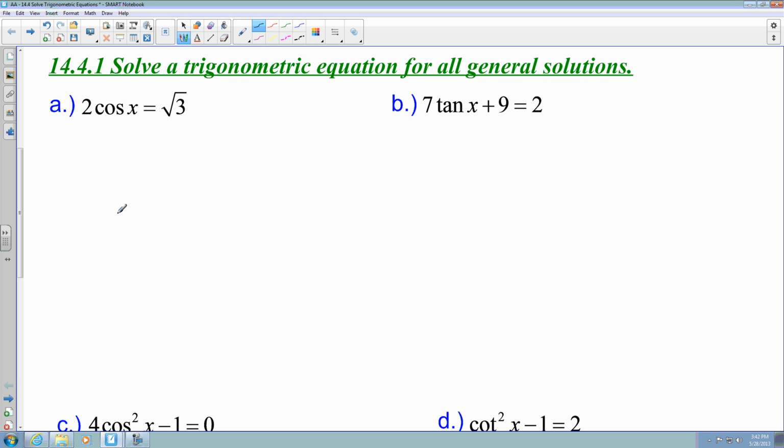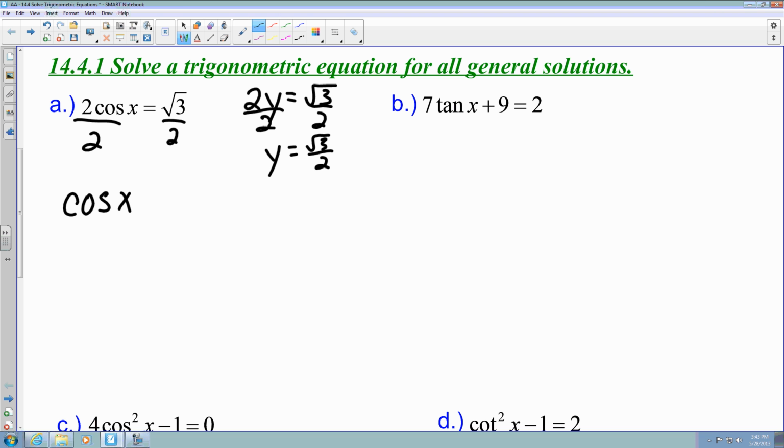For instance, pretend that you have 2y equals the square root of 3. You would just divide by 2, so y would equal the square root of 3 over 2. You're going to do the exact same thing to example A. Divide both sides by 2, which gives you the cosine of x equaling the square root of 3 over 2. Then you take the inverse cosine of the square root of 3 over 2, which will get you your x.